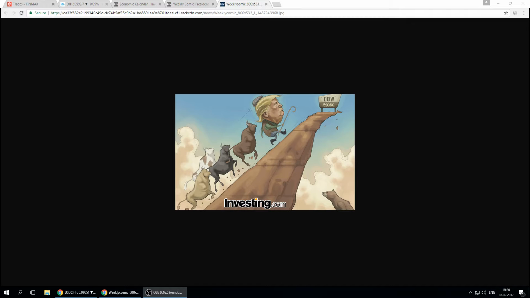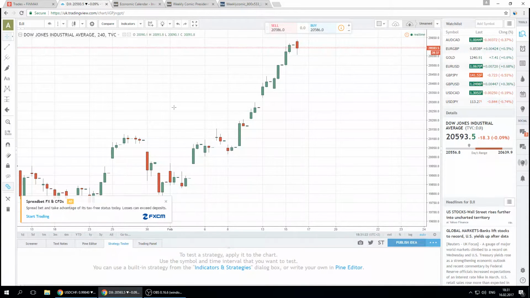Okay, so I wanted to start today with this picture that Investing.com offered us ahead of Donald Trump's speech. They are showing us that he is leading bulls to the highs, incredible highs. And it's based on the fact that the Dow Jones Index today grew really dramatically. You can see this on this chart.